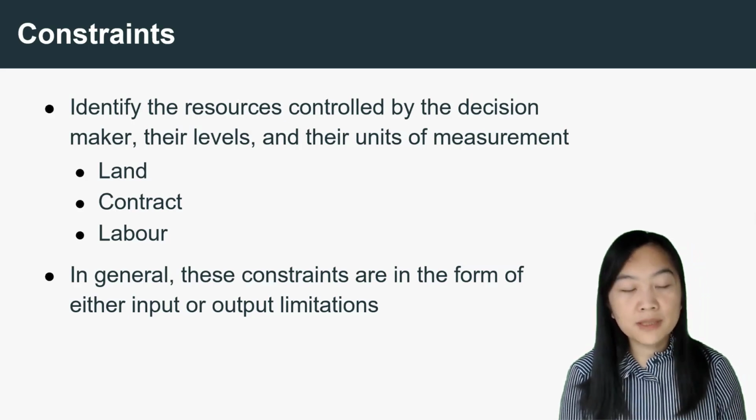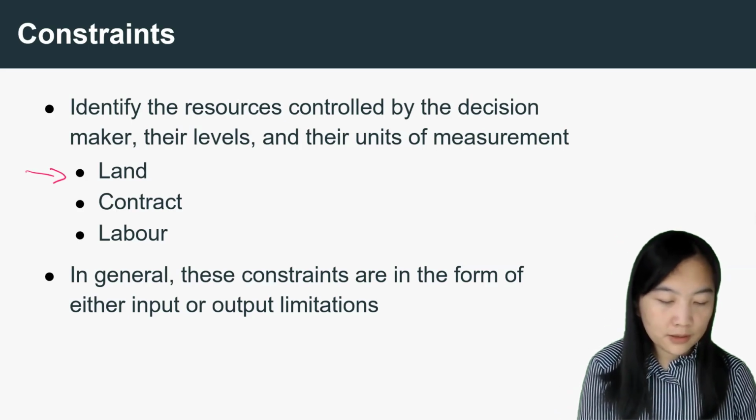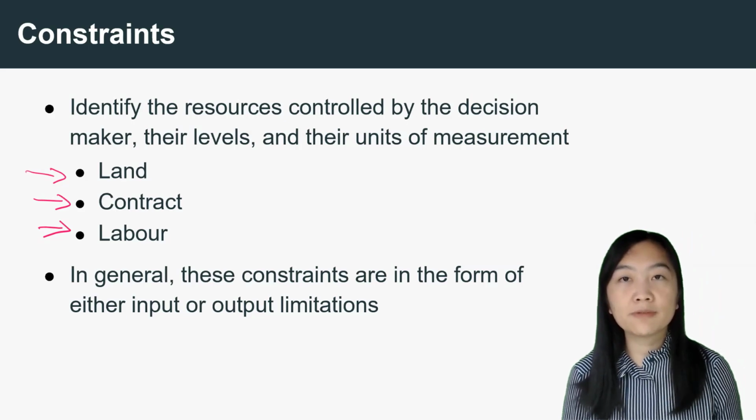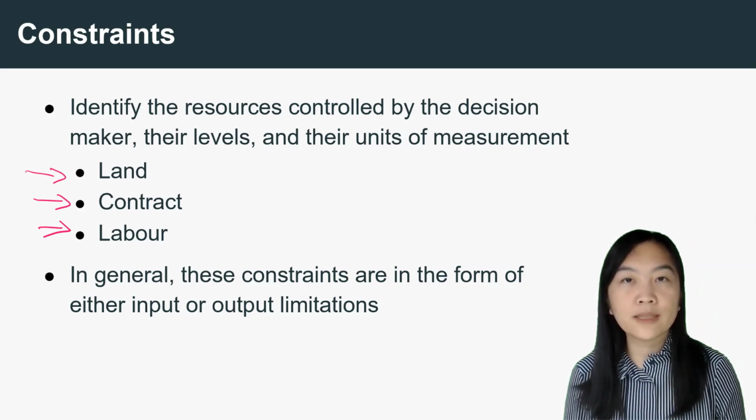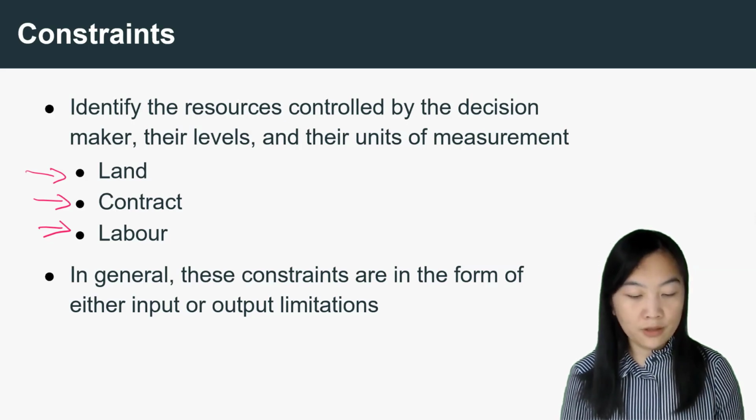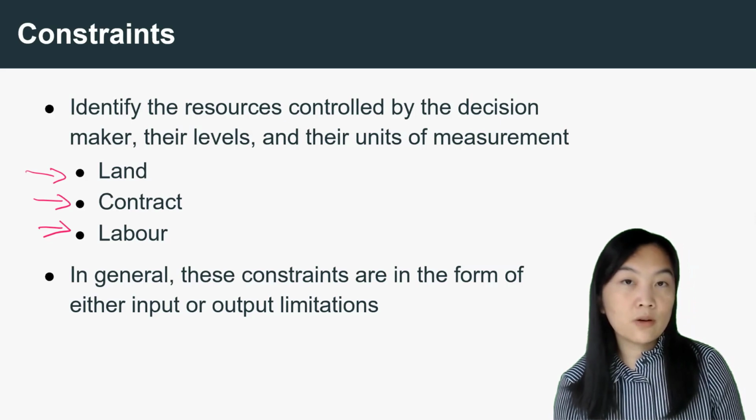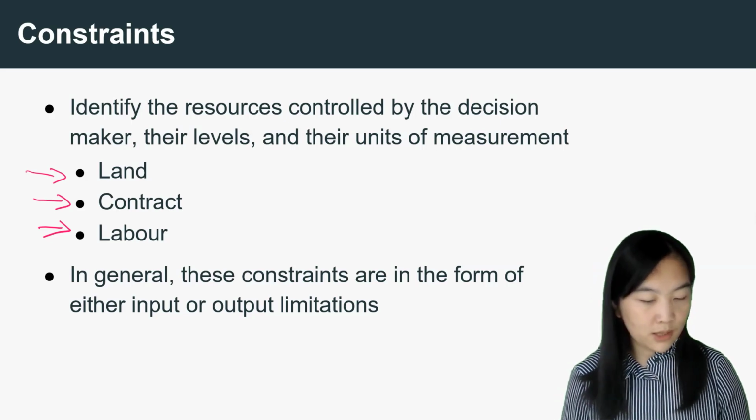After reading the problem, I identified 3 constraints. I gave them each a name. My names for the 3 constraints are land, contract, and labor. You can give different names as long as they help you remember what these 3 constraints are. So what are the constraints here?